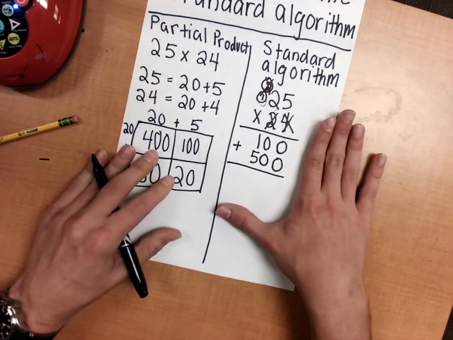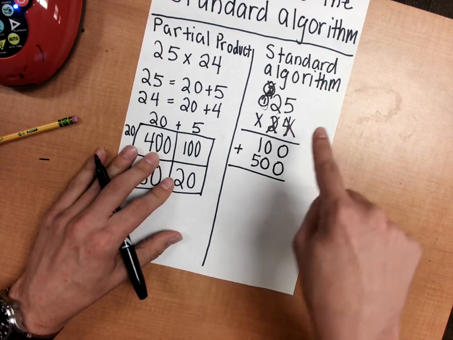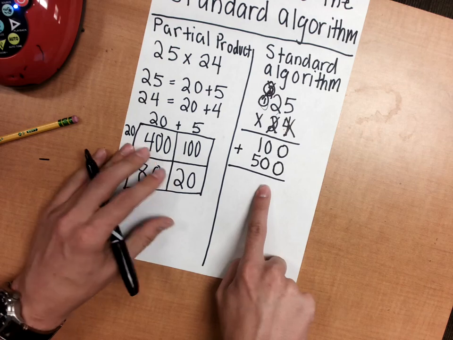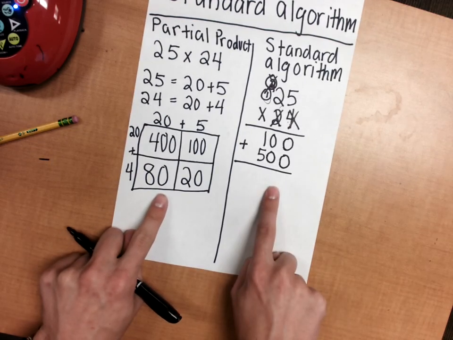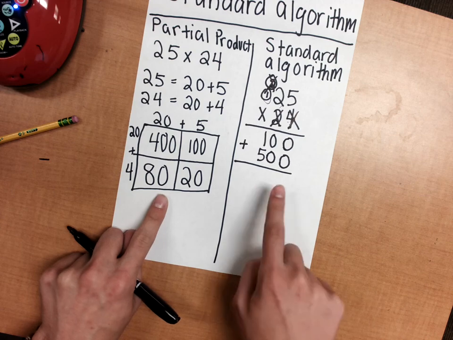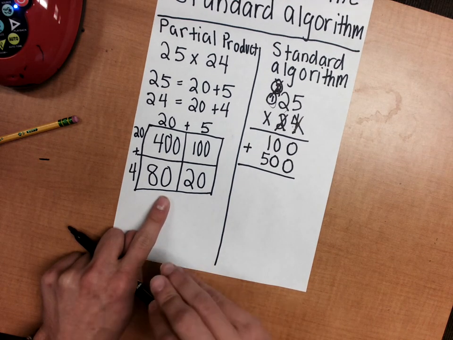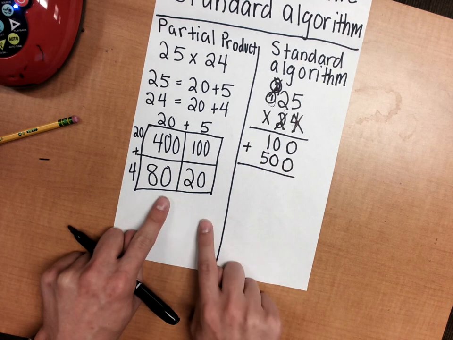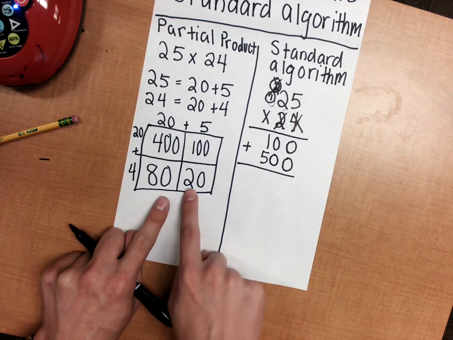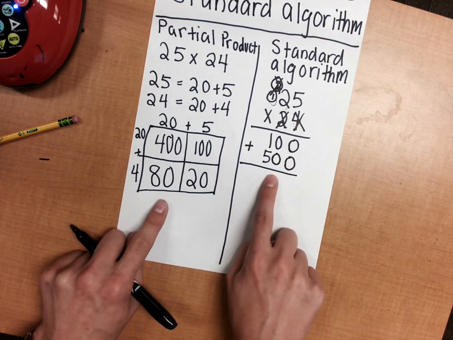And at this point, I stopped my students. And I said, look, now in both the standard algorithm and partial products, we're on that adding step. So I had them take a quick minute, maybe about 10 to 15 seconds, to try to find a connection between our partial products box and where we are in our standard algorithm.